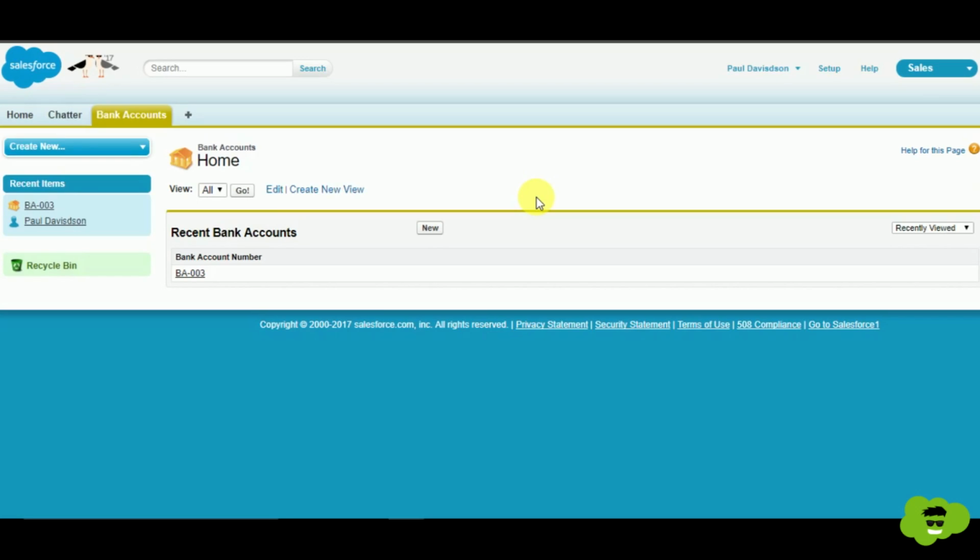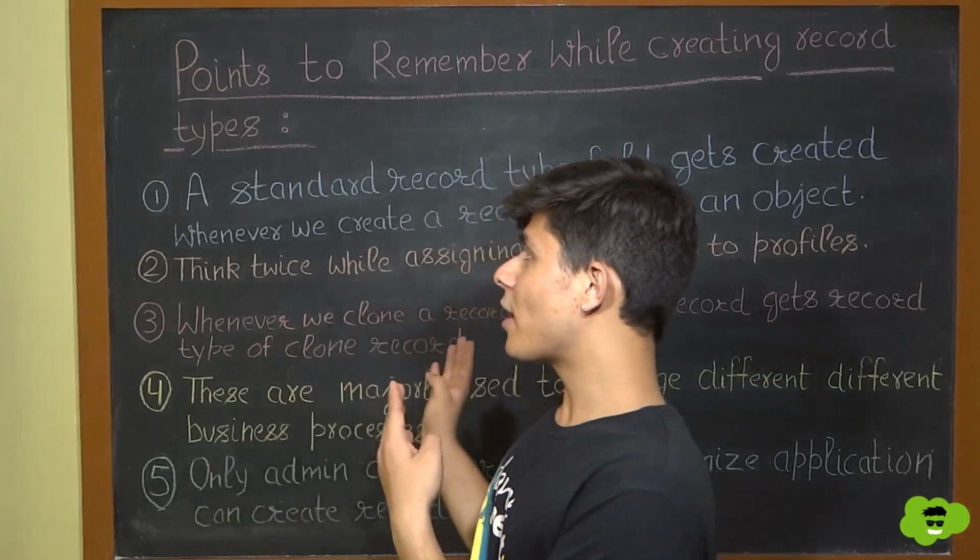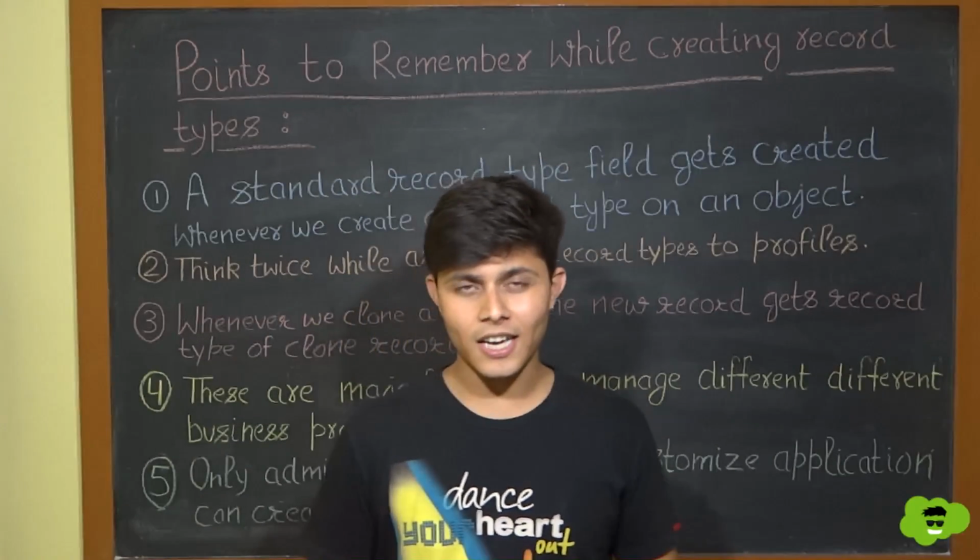This is all about record types. This is how it works. So let's go back again and discuss important points that you need to consider while creating a record type. Here are the points that we need to remember while creating a record type.